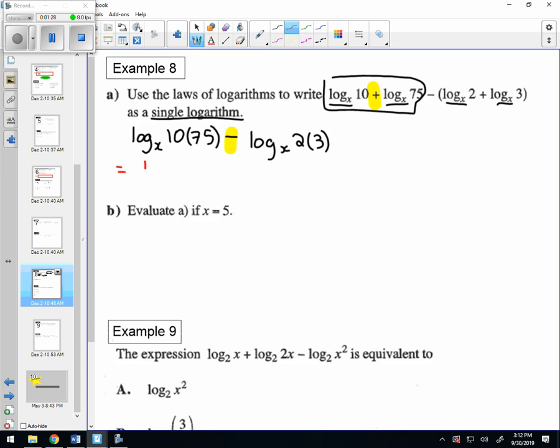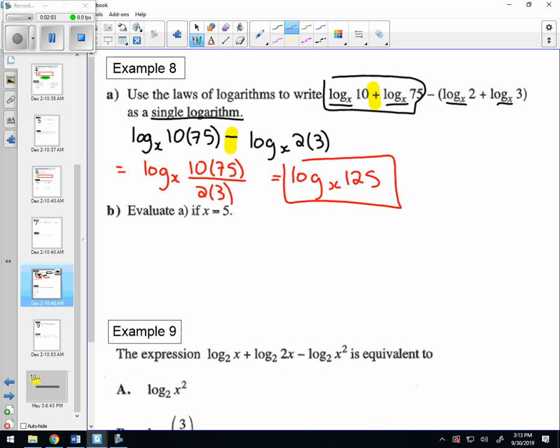So this is going to be equal to log base x 10 times 75 on top divided by 2 times 3. Now, we can type that into our calculator. 10 times 75 is 750. 750 divided by 6. And our final simplified form is log x of 125. Okay, so that would be your final answer. That'd be what I'd be looking for when it says write as a single logarithm because we have one log instead of the 4 that we started with.